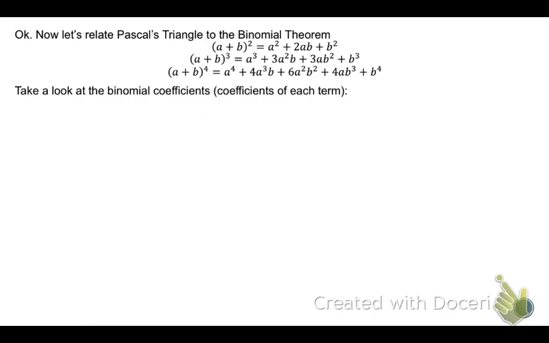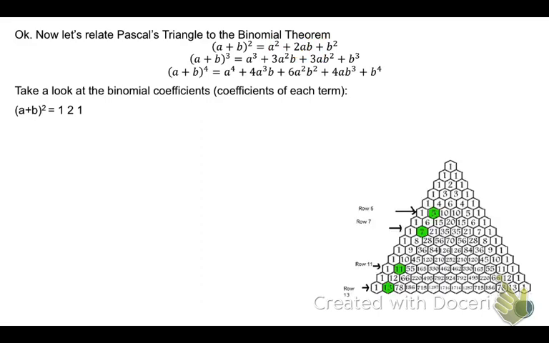But let's look at the coefficients of these, the binomial coefficients. And a coefficient is the number that comes in front of the term. So the coefficients of (a + b) squared are 1, 2, 1, and that comes from here: 1, and then there's the 2, and then there's a 1. If there's not a number, you just assume it's 1.